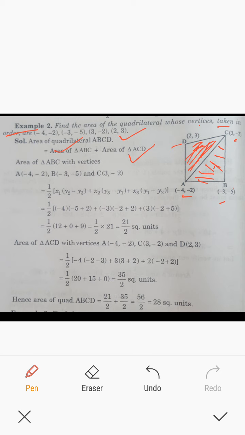So, area of the first triangle, area of triangle ABC, equals 21 by 2. Similarly, area of the other triangle is equal to 35 by 2. So, area of the quadrilateral equals 21 by 2 plus 35 by 2, which is equal to 56 by 2, equal to 28 square units.